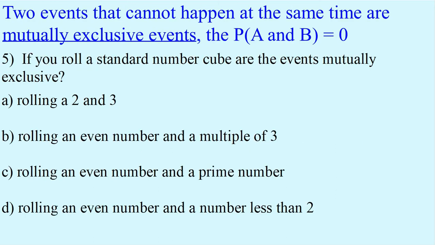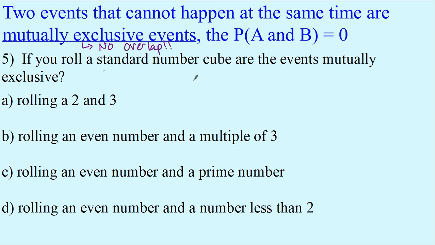Now, the second concept you need to understand is mutually exclusive. Mutually exclusive events means they cannot occur at the same time, meaning there is no overlap. So this means no overlap.